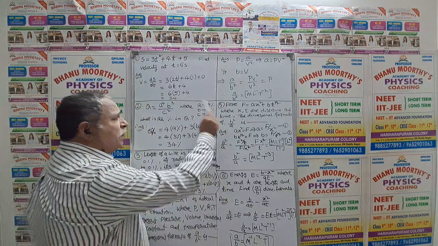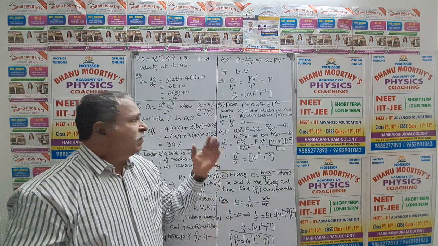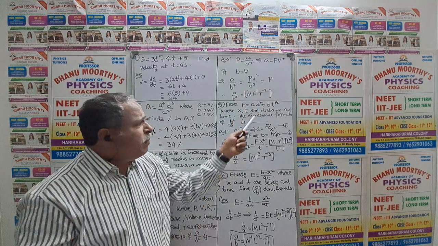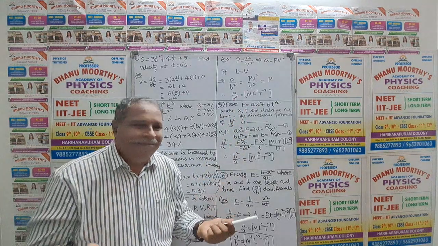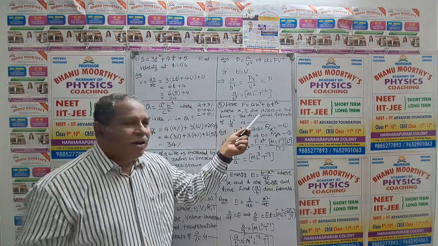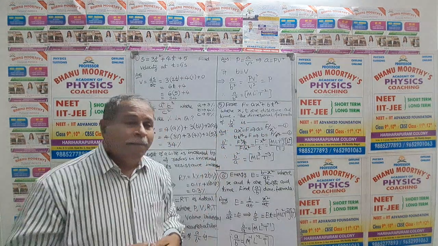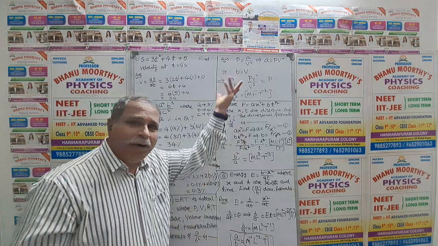Now fifth question. Let us come to the fifth one immediately. So force is given as F equals a x square plus b into t to the power of half, where x and t are distance and time. What is the dimensional formula of b square by a? Okay, so it is also similar to this one.